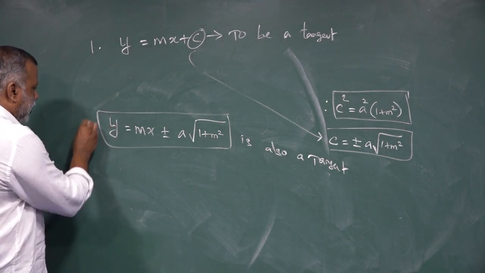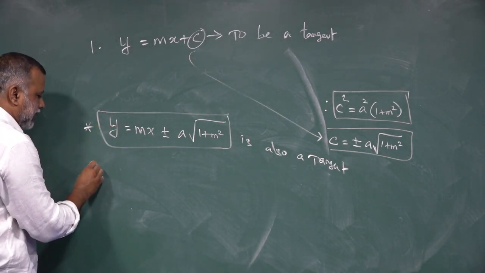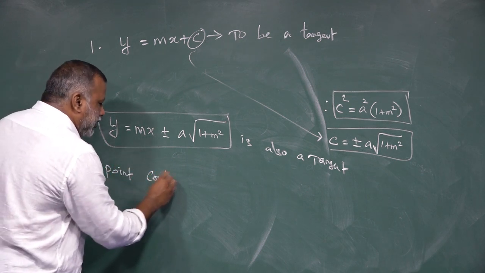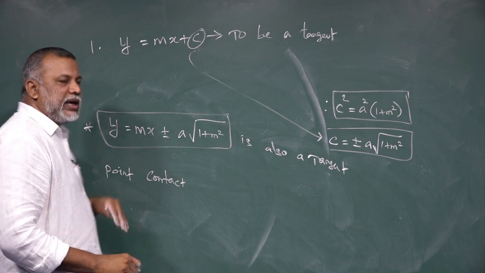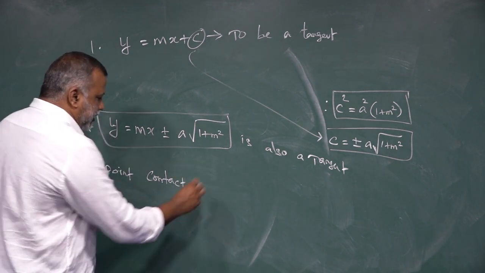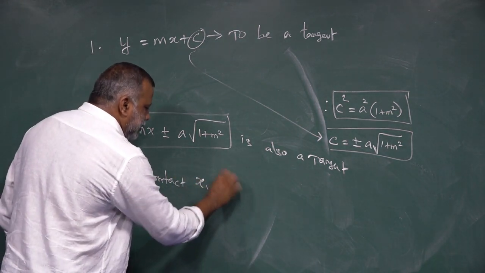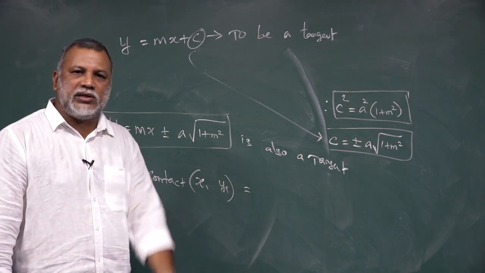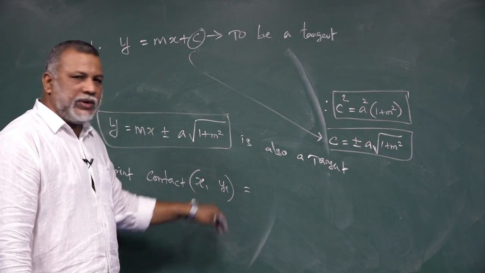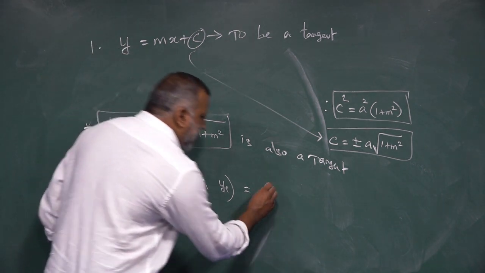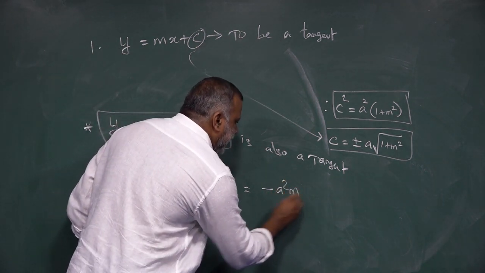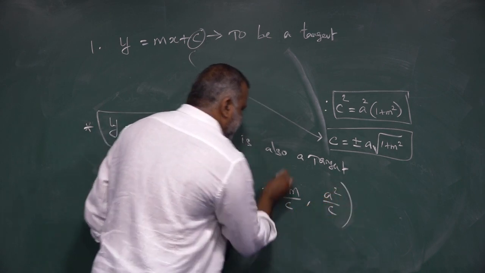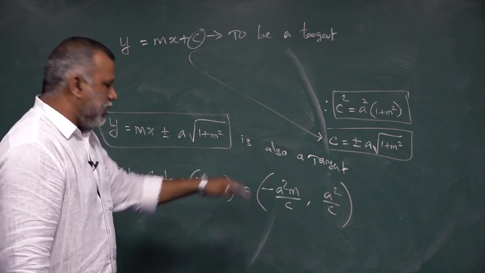This is one sub-result. Then the second sub-result is the point of contact. What is the point of contact? x1 comma y1 is the point of contact. We already drew that diagram. P of x1 comma y1 is the point of contact. See here, x1 comma y1 we already worked out. What is the value? Minus a squared m by c comma a squared by c. This is the point of contact we already worked out.